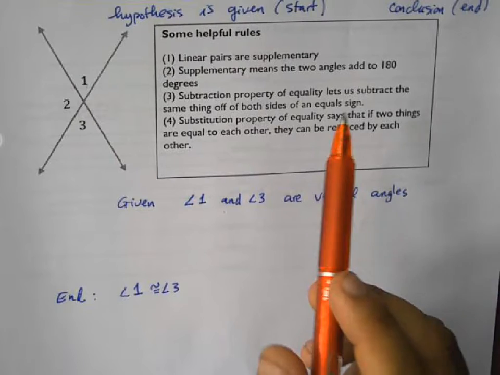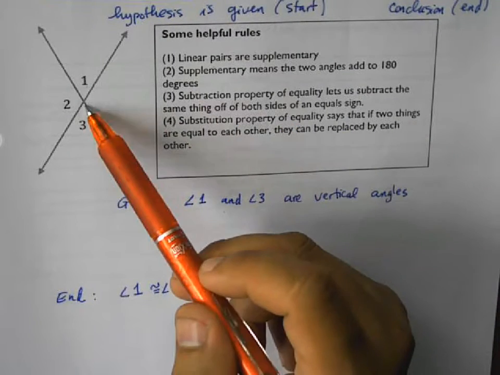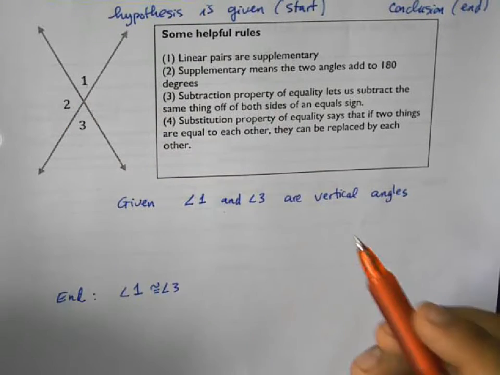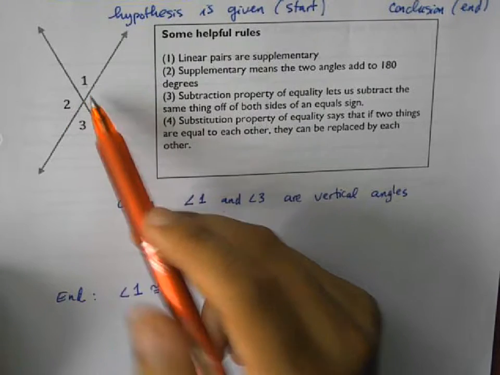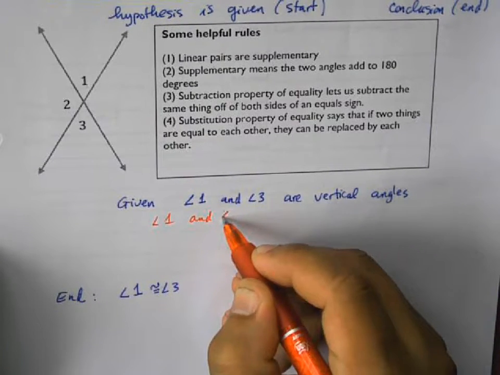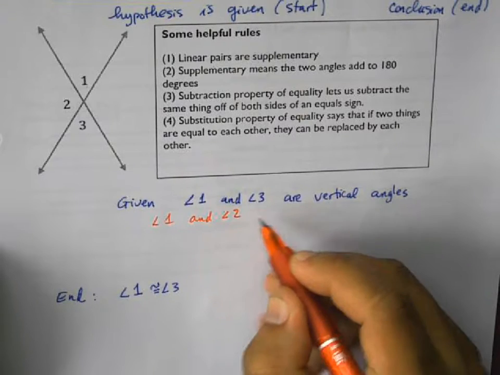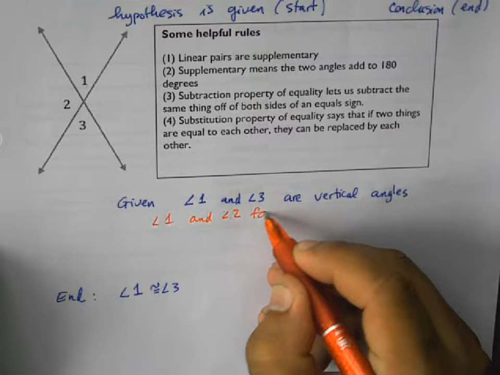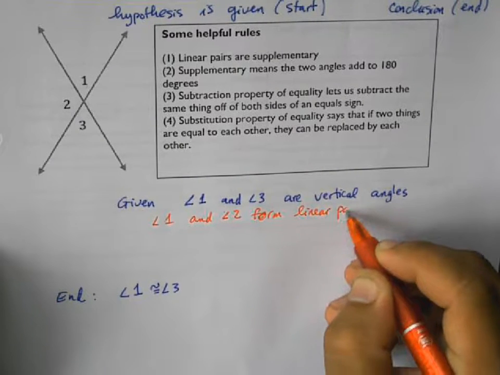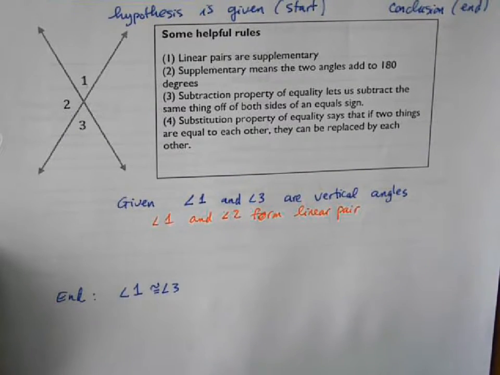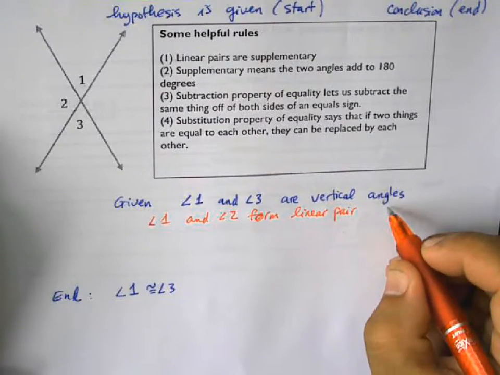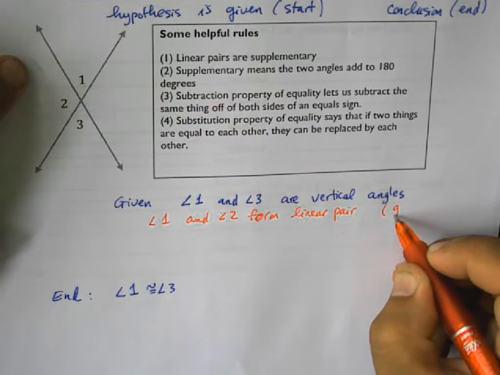So I'm going to start by using this picture here and having angle 1 and angle 2 be linear pairs, okay? Because that's in fact what they are. So angle 1 and 2 form a linear pair. And we always have to explain why every statement is true. And this was given in the picture.